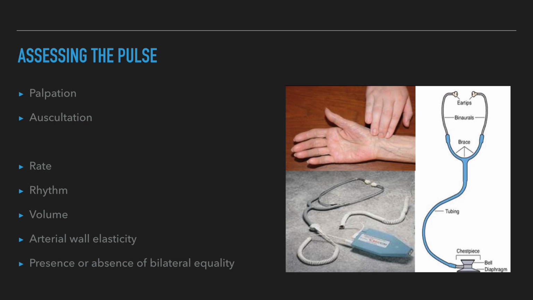Auscultation. Auscultation of the apical pulse provides the most accurate assessment of the pulse rate and is the preferred site when the peripheral pulses are difficult to assess or the pulse rhythm is irregular.